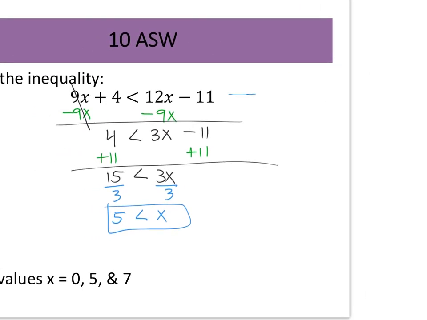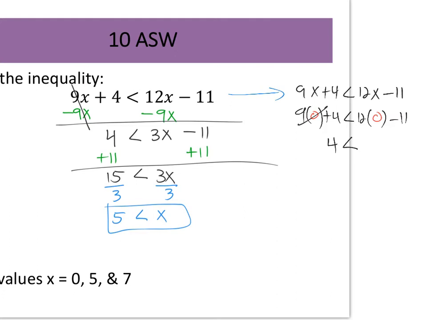We're going to copy this whole inequality down. So it's going to be 9x plus 4 is less than 12x minus 11. And we're going to substitute 0 for x. So it's going to be 9 times 0 plus 4 is less than 12 times 0 minus 11. And 9 times 0 is 0, plus 4, so this is 4. 4 is less than, well, that's 0 minus 11, so 4 is less than negative 11.